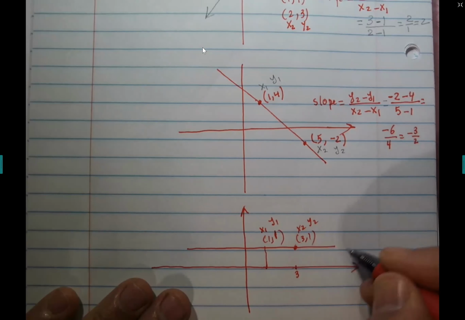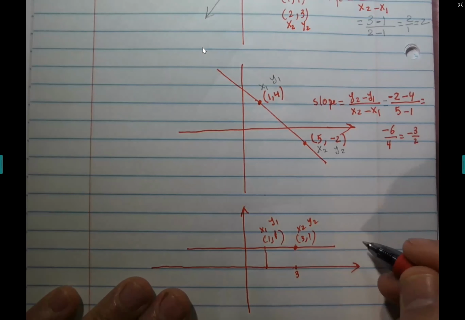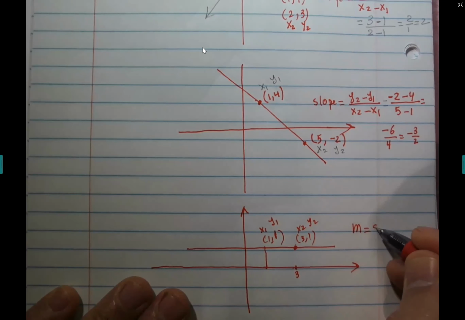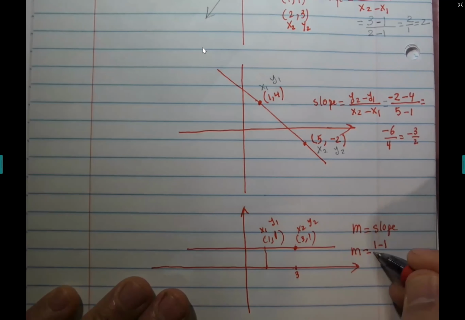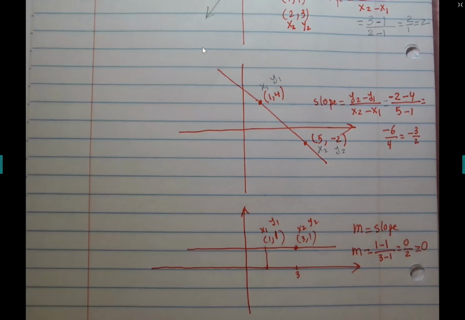And the formula says, by the way, guys, in mathematics, instead of writing the word slope, they use the letter m for slope. So m is the slope. So m will be y2, 1, minus 1, divided by 3 minus 1, which is 0 divided by 2, which is 0. So when you have a horizontal line, guys, you don't need to compute the slope. You should know by heart it is 0 always when you have a horizontal line.